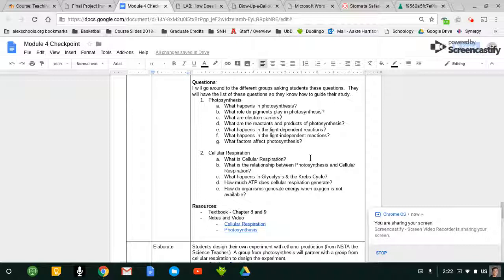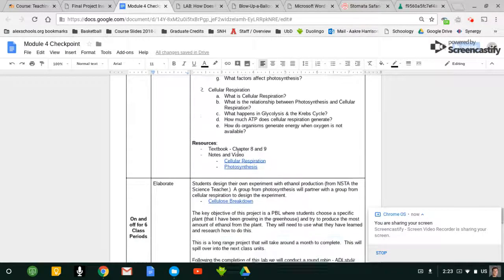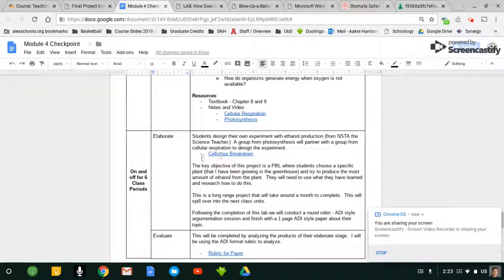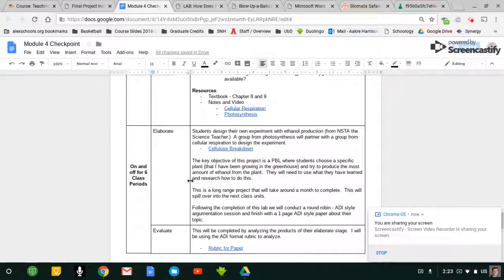Cellular respiration. What is cellular respiration? What is the relationship between photosynthesis and cellular respiration? What happens in glycolysis and the Krebs cycle? How much ATP does, all these little things. So getting around it, this brings us to my favorite part, this cellulose breakdown. This is going to be the one that takes about 6 class periods or so.